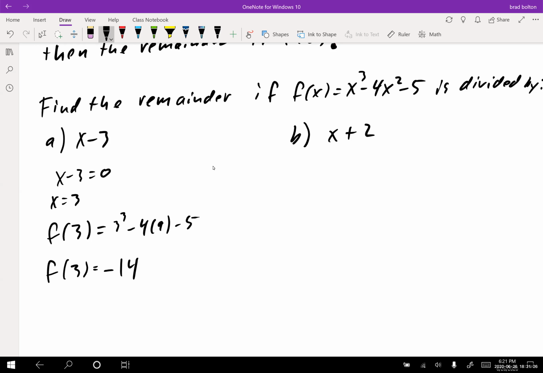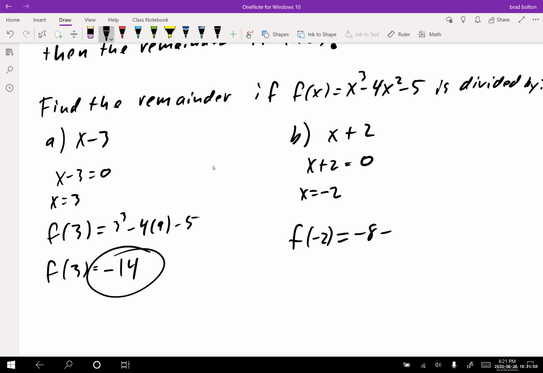So then that is my remainder, okay? So this is the remainder when you take x minus 3 and divide it into x cubed minus 4x squared minus 5. Let's do the same thing over here. Okay, so you guys have x equals negative 2. What I'd like you guys to do now is just pause the video, plug it in, see what you get. Okay, so you unpause it, and we now have f of negative 2. And you guys should have done this. This would be negative 8 minus 16 minus 5. So we should get negative 29, I believe. And that is now my remainder.